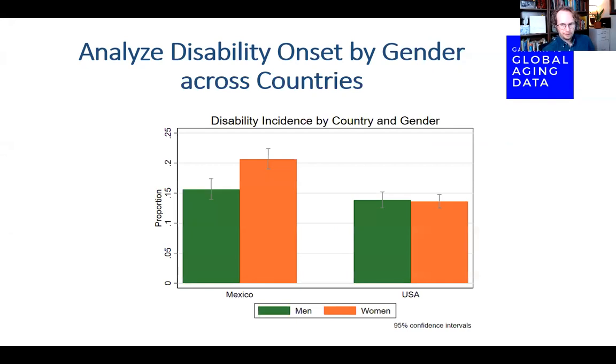If we look at this graphically, one thing that is really striking is that there's almost no difference in the United States between men and women in developing a difficulty or a disability. But in Mexico, there is possibly a statistically significant difference between men and women. We certainly would estimate that women have a higher likelihood of developing an incident. We would estimate that 20% of women would develop an incidence between 2000 and 2012, where only 15% of men would.